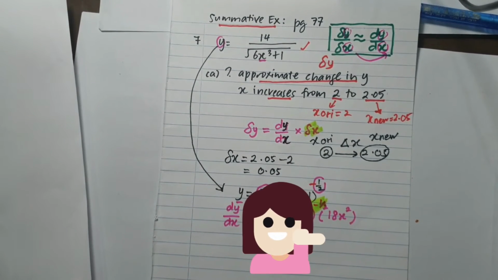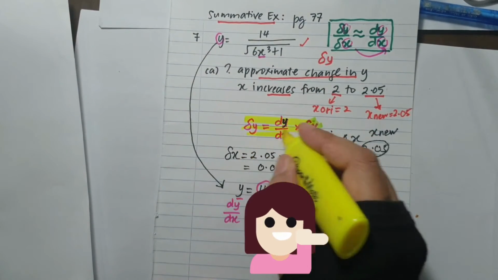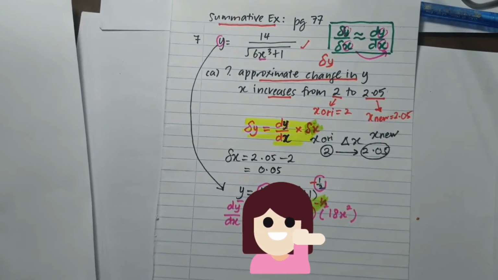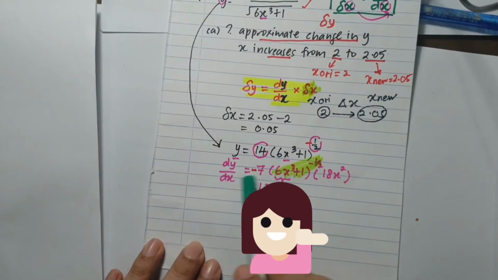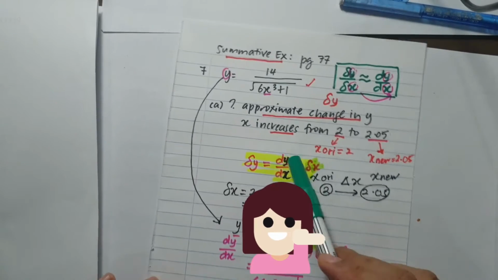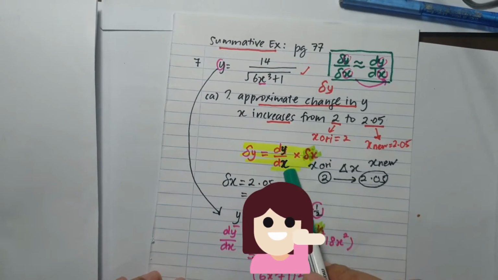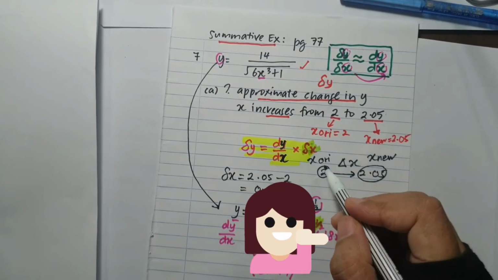this formula, we need the dy by dx value, right? But this one is the dy by dx function. So how to find the dy by dx value? You must substitute the original value of x. Here, the original value of x is 2.